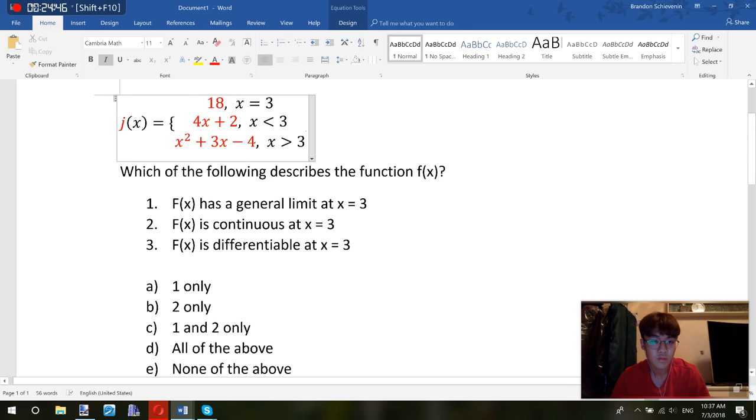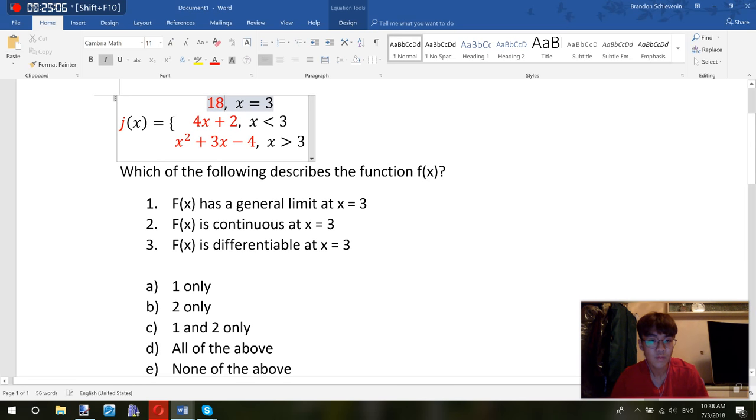So right now 4x plus 2 will give me 4 times 3 is 12 plus 2 is 14. On bottom, if I plug this in, I've got 3 squared is 9. Plus 9 is 18. Minus 4 is 14. So I've got 14 from the left and the right.